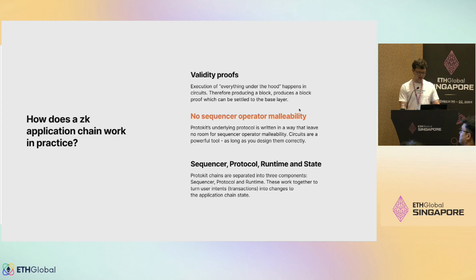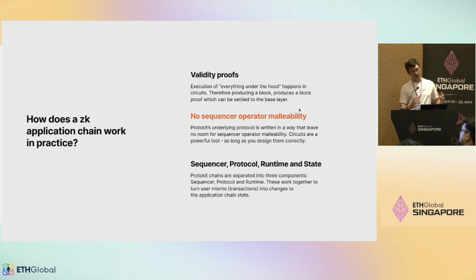Everything in Protokit is built in a way that the sequencer operator cannot actually do something bad. They cannot be fraudulent, because all of the circuitry, all of the code is provable, therefore they don't have any possibility to do something bad.